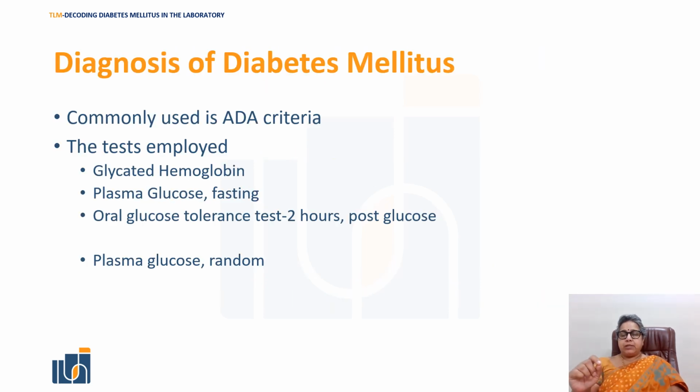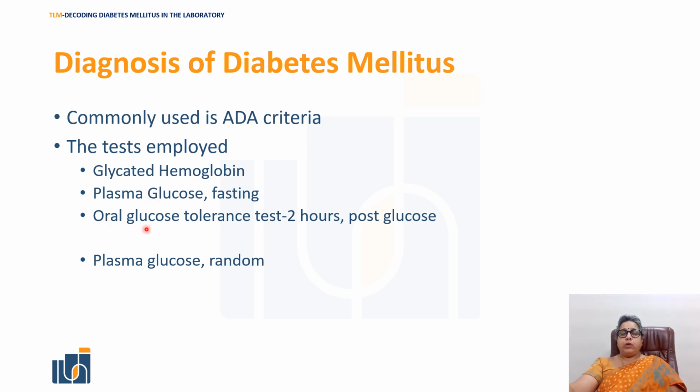So for the diagnosis of this condition, we commonly use what is known as the ADA criteria or the American Diabetes Association criteria. They keep modifying this criteria usually annually, and the values for the various tests sometimes change based upon their research, based upon what their findings are in the previous year. Now, according to the ADA criteria, the most commonly used tests for the diagnosis are glycated hemoglobin, plasma glucose fasting, oral glucose tolerance test 2 hours post glucose, and a plasma glucose random. So the various criteria depend upon the values that we get for each of these tests.